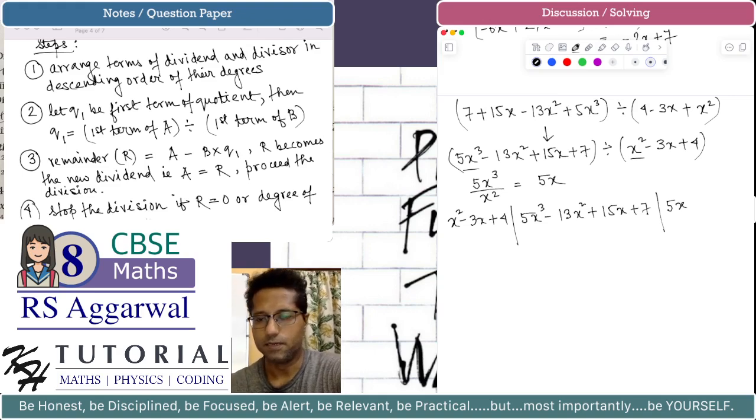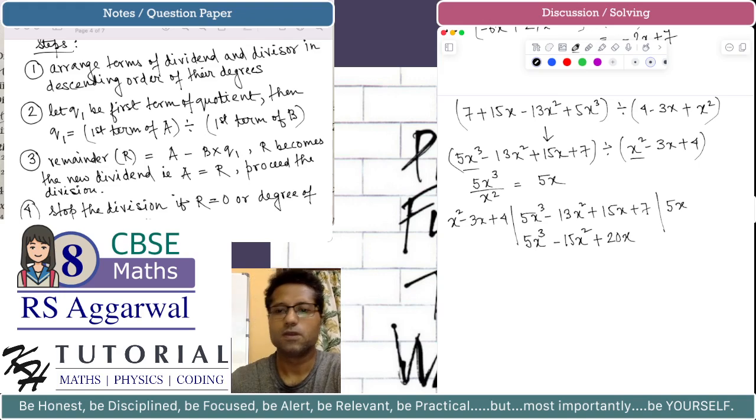So when we multiply, the product of 5x and the divisor will be 5x multiplied by x square, that is 5x cube, 5x multiplied by minus 3x, that is minus 15x square, 5x multiplied by 4, that is 20x. We will have to subtract this from the dividend.